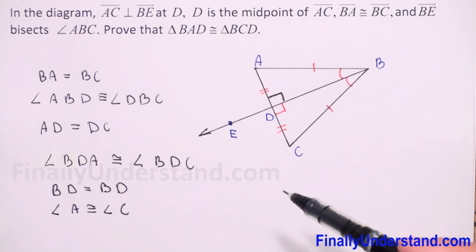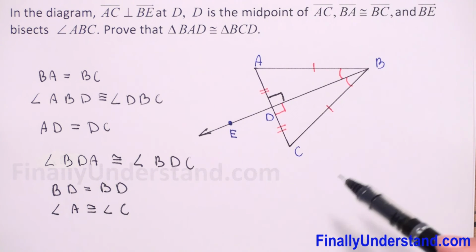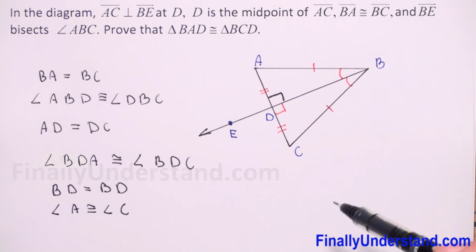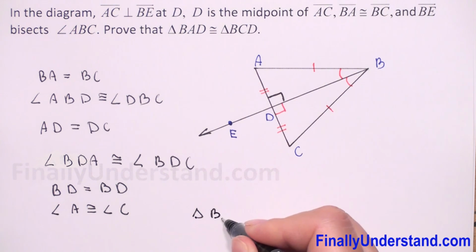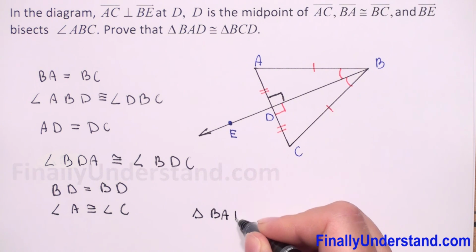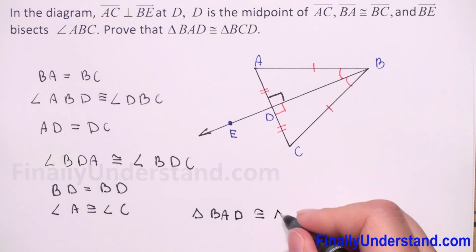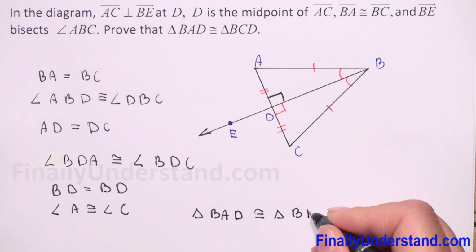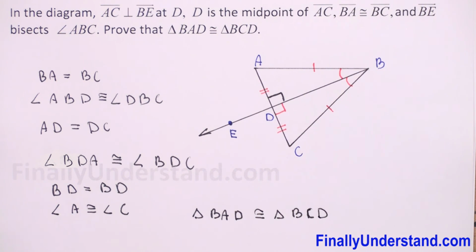So because all sides and all interior angles are congruent, it means that triangle BAD is congruent to triangle BCD. This is my solution.